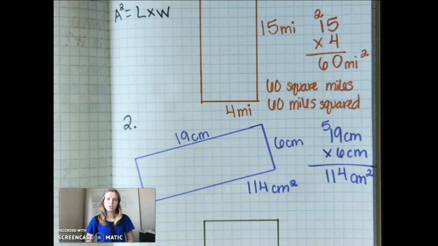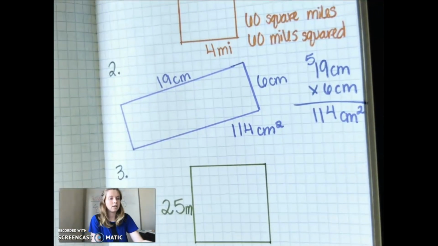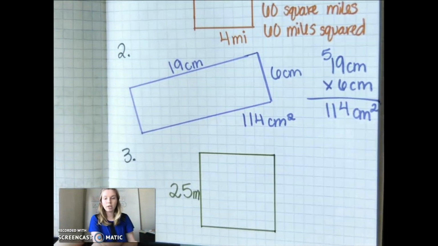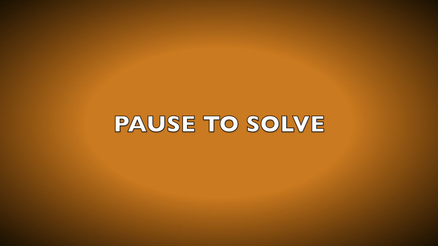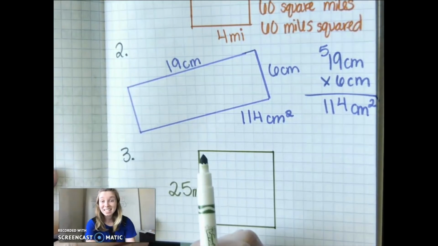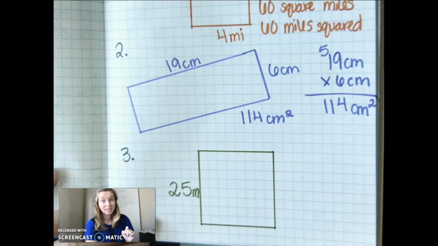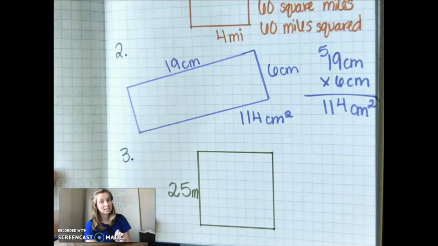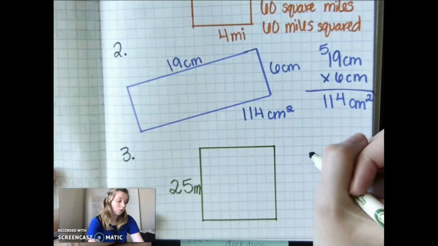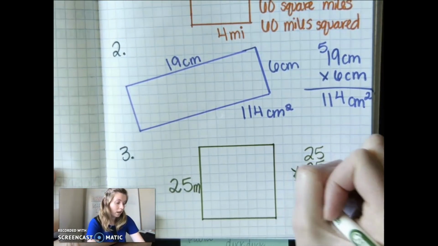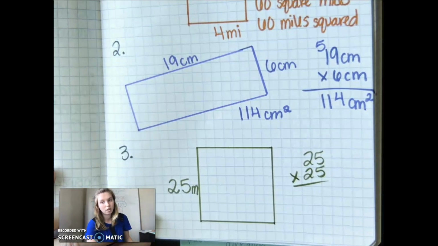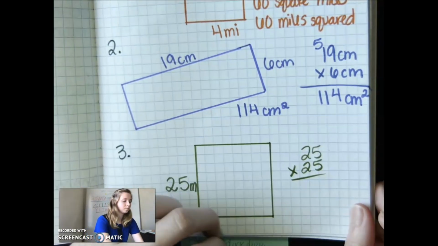All right, let's take a look at example number 3. I'm going to give you a minute to figure it out. Figure it out. This is a square. That means all the sides are the same. It doesn't matter which side you pick for length or width because they're all 25 meters. Oh man, this is going to be a tough multiplication problem. 25 multiplied by 25. Whew, here we go.